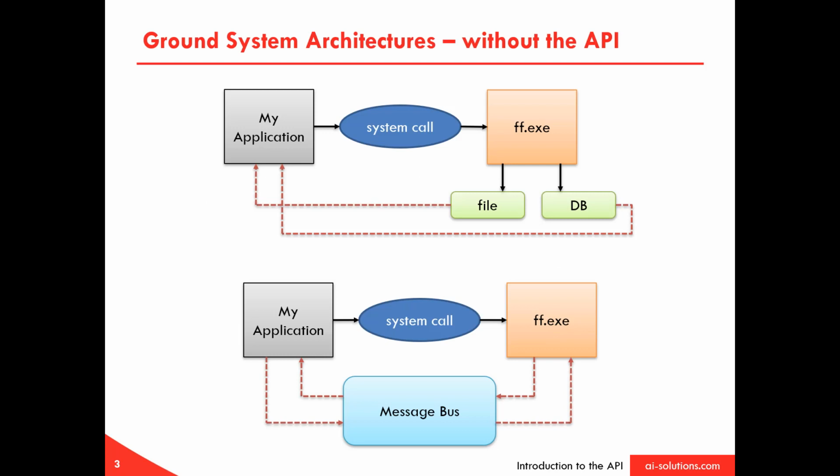Without the API, your ground system architecture might look something like this. You'll have your own application and it calls FreeFlyer's executable, and FreeFlyer outputs some sort of file or database or other type of message that is then returned to the application. These can go both ways. FreeFlyer does have native interfaces for interacting with external resources, but the API can simplify this process.